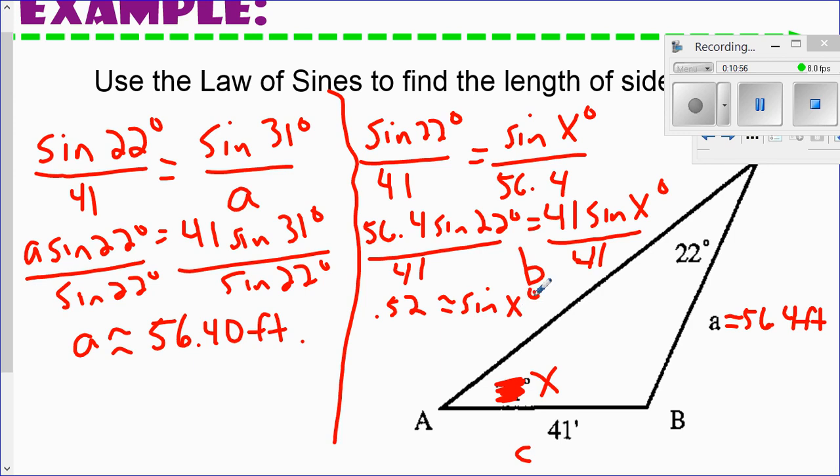Well, we already know how to solve that. We're trying to find an angle measure, so I'm going to take the inverse sine of 0.52. When I take the inverse sine of 0.52, I do get x, and x is approximately 31 degrees. Now we already knew that, of course, but we were using the law of sines to find an angle. So when I found the angle, I got 31 degrees. And that's how you use the law of sines.